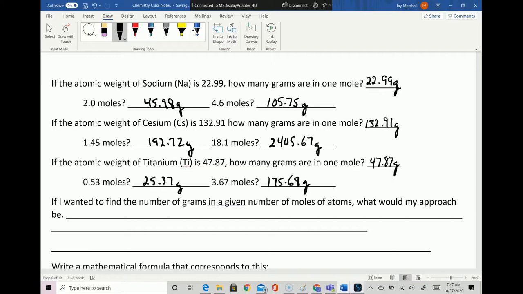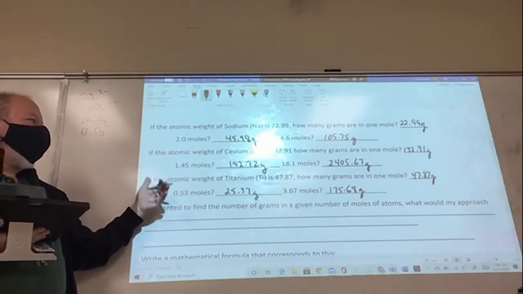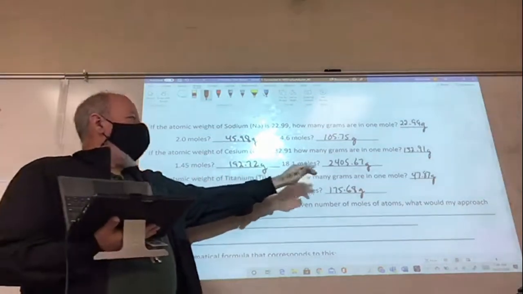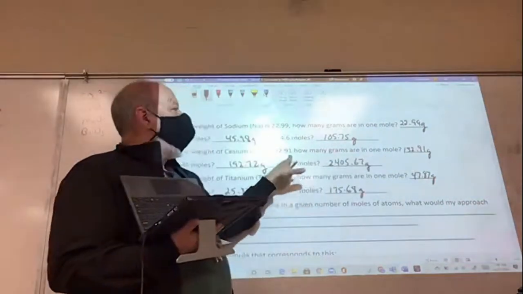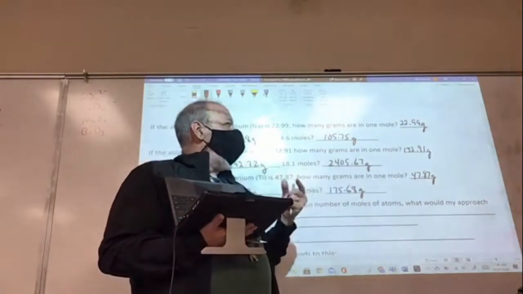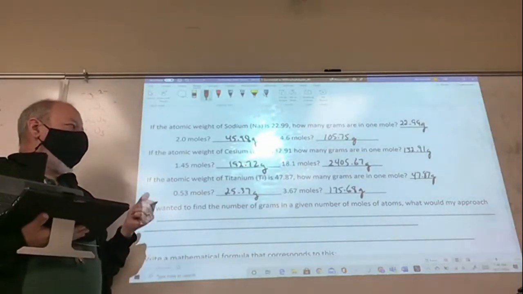Okay, now the other thing that you should be able to do as you're thinking about how to do this is you should just simply be able to look at the number of moles that you have and make a prediction about how many grams you're going to have. If I have 132 grams in one mole and I say, well, what if I have about 1.5 moles? You're going to think, well, 132, if I multiply that times 1.5, it's going to be about 190, okay? Or if I multiply this by something that's about 20, I'm going to end up with about 2,600, and your value is very close to that. So being able to make these estimates helps you make sure that you're on the right track.